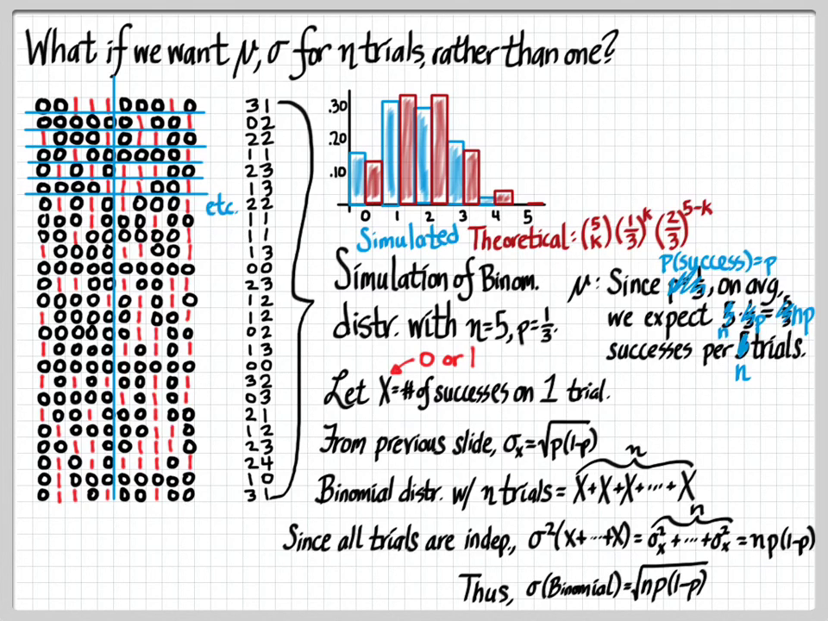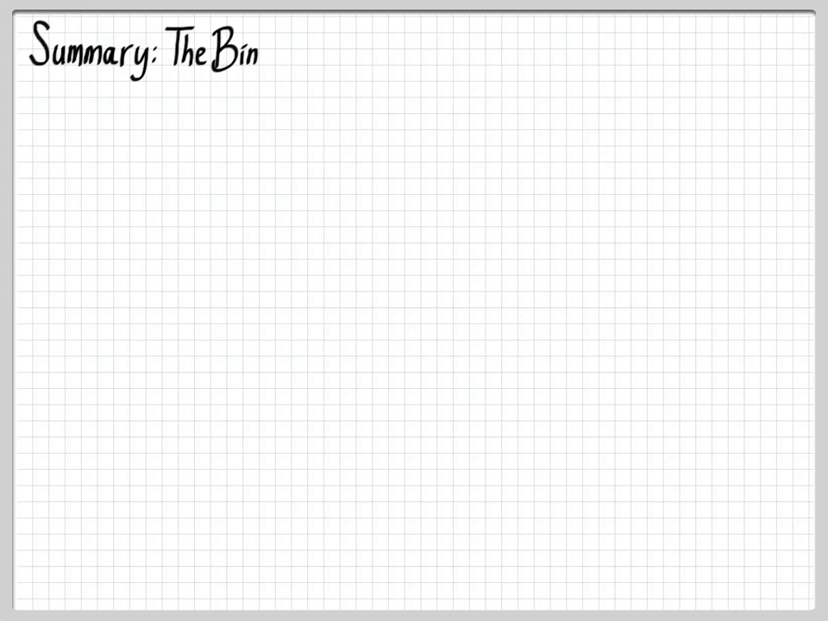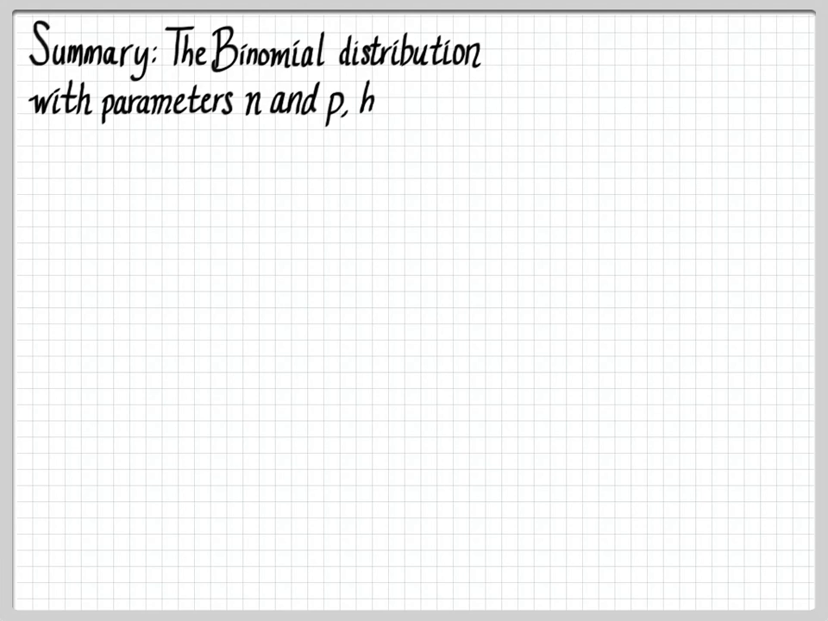So let me summarize. The binomial distribution with parameters n and p, this is simply saying n is the number of trials, p is the probability of success, has mean n times p and standard deviation square root of np times 1 minus p. You should know both of these formulas by heart. You should memorize these, the mean and standard deviation of the binomial distribution.